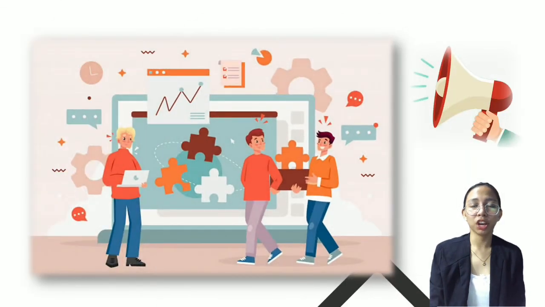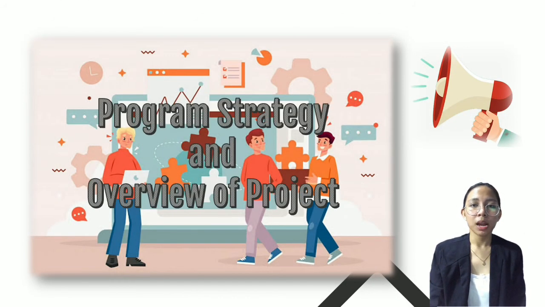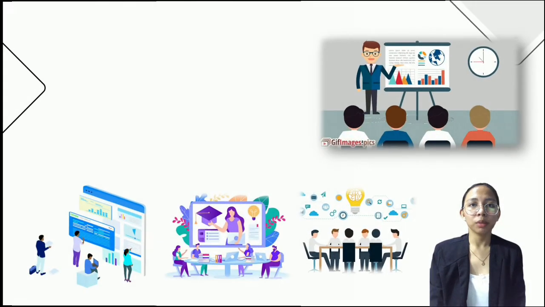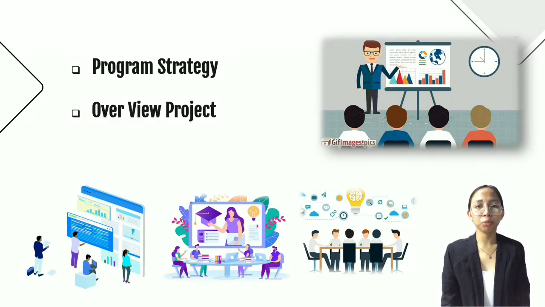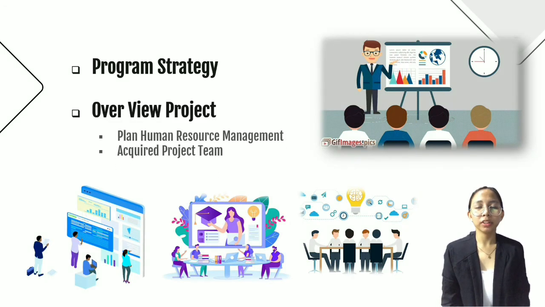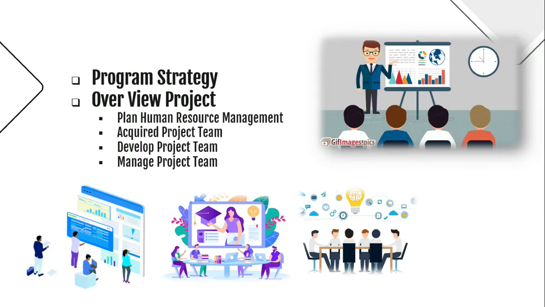Program strategy and overview of project. A program strategy is developing a human resource strategic plan that is aligned with the company goals. Next is the overview of the project. These are the different overview projects.